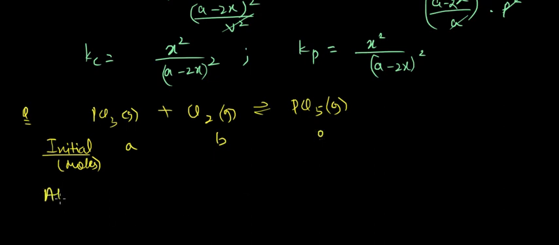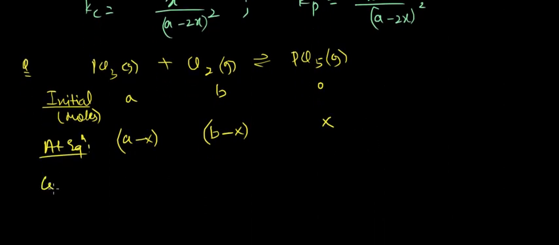And at equilibrium, what will happen? What would be the moles present here? Let's say A minus X, here B minus X, and let's say X moles of PCl5 get produced. What would be the concentration of each of the following compounds at equilibrium? So concentration at equilibrium would be A minus X upon V.